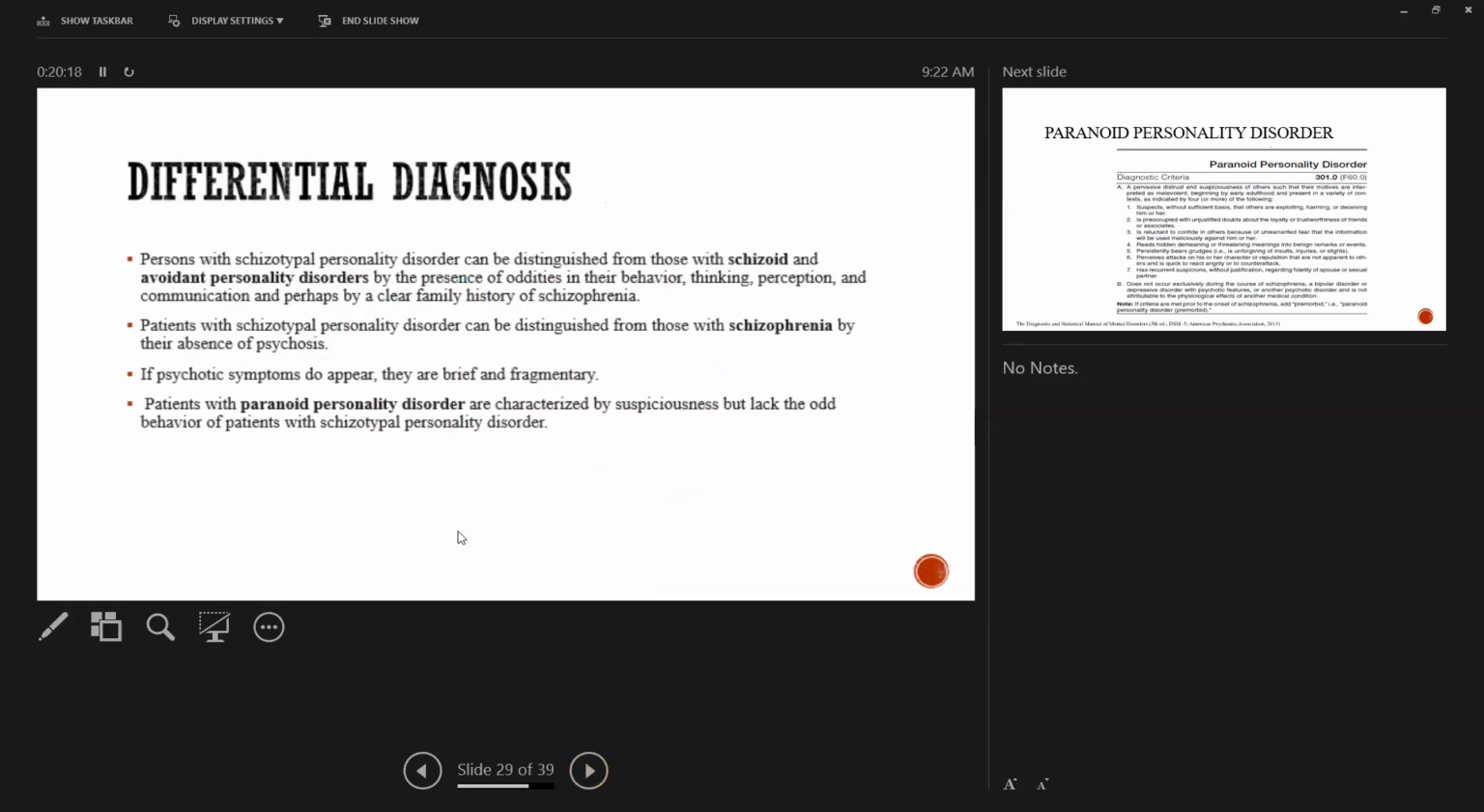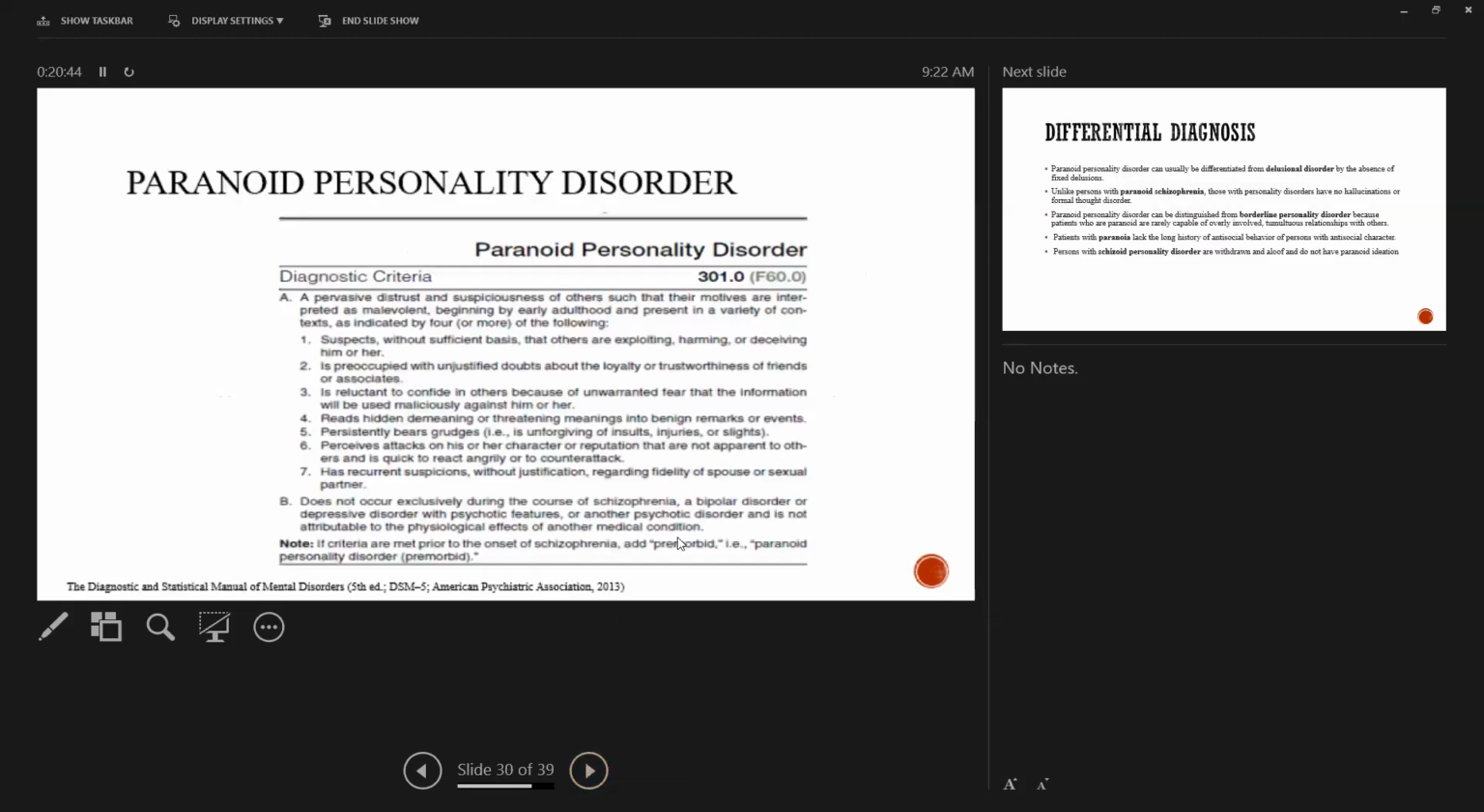Again, we have already discussed how to differentiate between schizotypal personality disorder and schizoid personality disorder. Now, these patients can be distinguished from those with schizophrenia by absence of psychosis. And if psychotic symptoms do appear in these patients, they are brief and fragmentary. And we can differentiate them from paranoid personality disorder by suspiciousness, but they lack the odd behavior of patients with schizotypal personality disorder. Next is paranoid personality disorder.